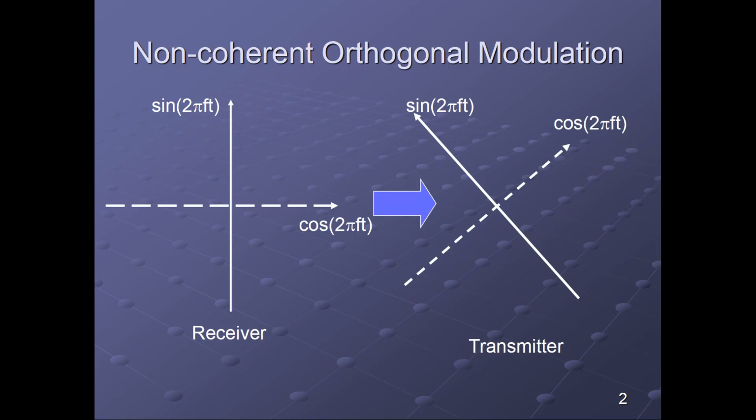Now, how to draw the constellation diagram? If you don't know the phase, do you know where to place the first basis function? You don't know where to place it actually, because you don't know the reference phase. So how are you going to build the constellation diagram and put the symbols on it? It's difficult, not possible.